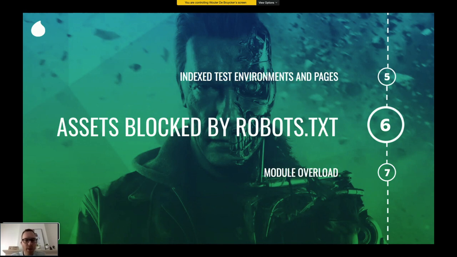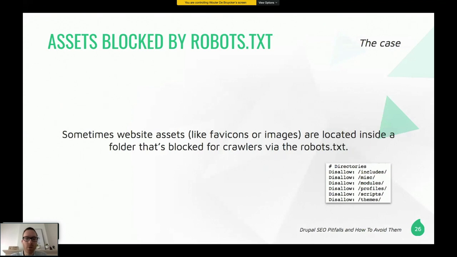Next up, let's talk about assets being blocked by the robots.txt file. Now, sometimes favicons or images or other website assets will be located inside a folder that's blocked for crawlers by the robots.txt file. We see a screenshot here at the bottom right. In this screenshot, for example, at the bottom, you see disallow themes. This means that everything that is in the themes folder cannot be accessed by Googlebot.